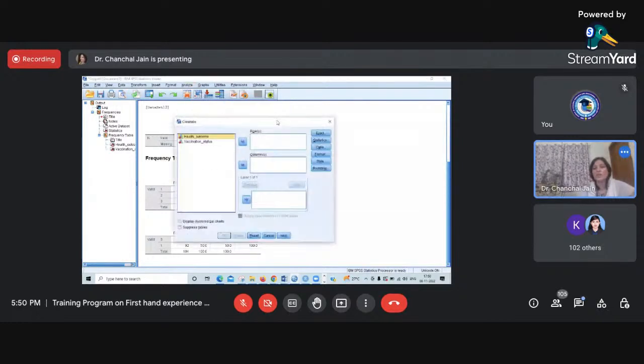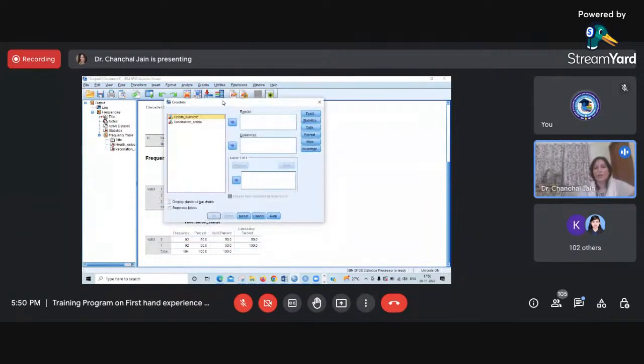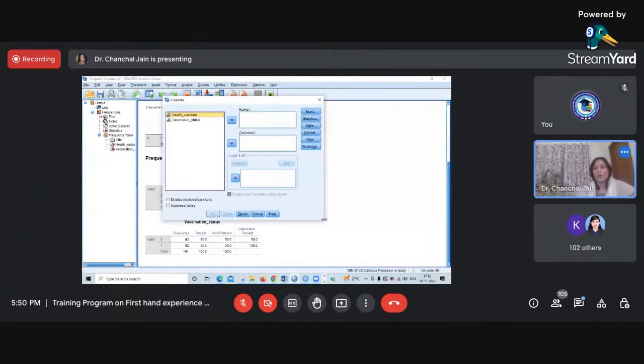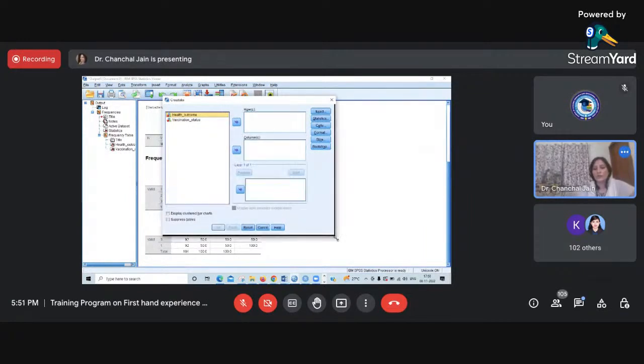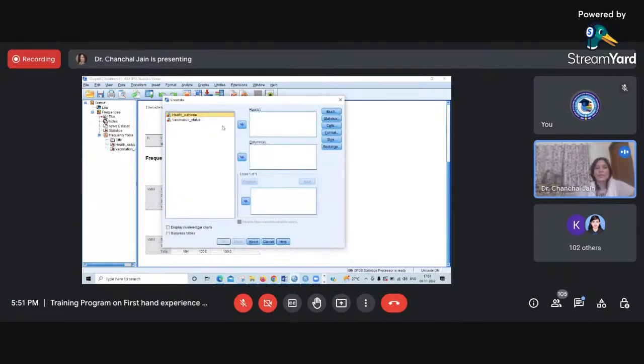I'm clicking on this. So the Crosstabs box is coming in front of us. Now you need to shift one variable into the row and the second variable into the column. So I am selecting my first variable, health outcome, in the row and vaccination status in the column. This way it will give us the cross tabulation, and it will also give us the value of chi-square. So you can select the health outcome variable and shift it to the rows box, and the vaccination status variable into the columns box. It is done.